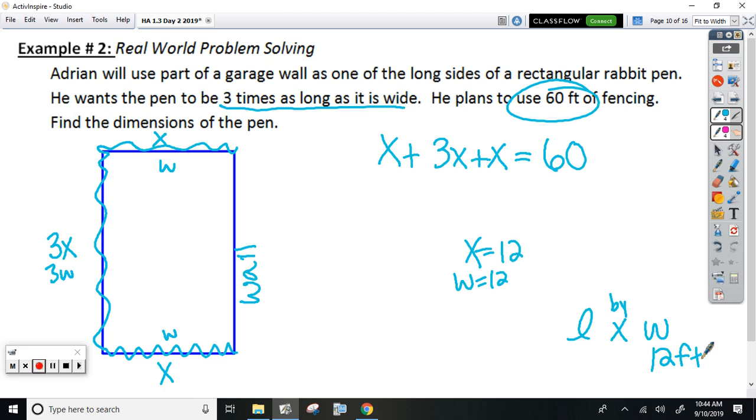So 12 feet. What is our length going to be? Olivia? 36 feet. 36 feet. Just plugging that back in. So 36 feet by 12 feet. Perfect.